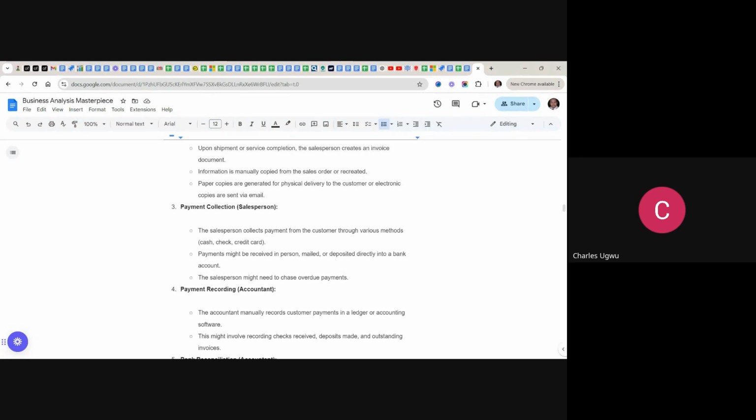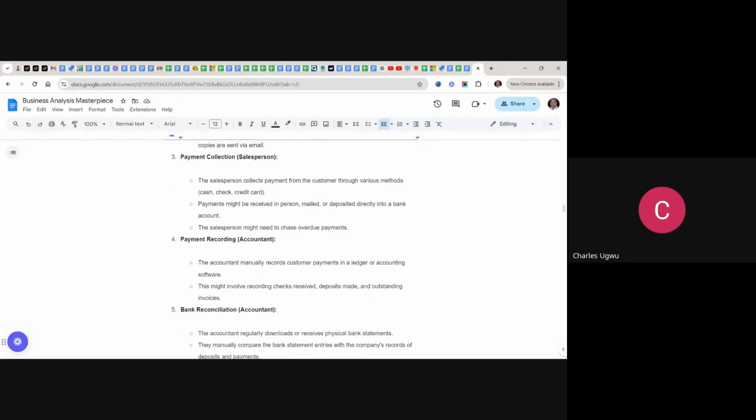All of you know that at times, where we sell by installments, some customers can pay, or at times you sell by credit. So many companies still grant credit to some of their customers, and many of them will not come to pay on time. So the salesperson has to chase some of these overdue payments. Then the payment is now received.